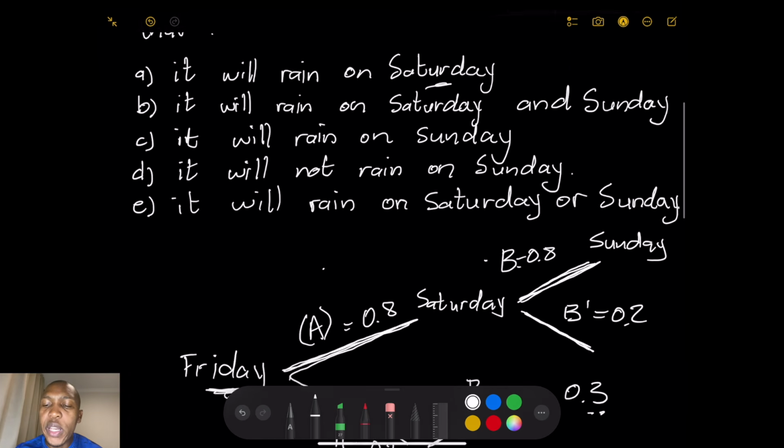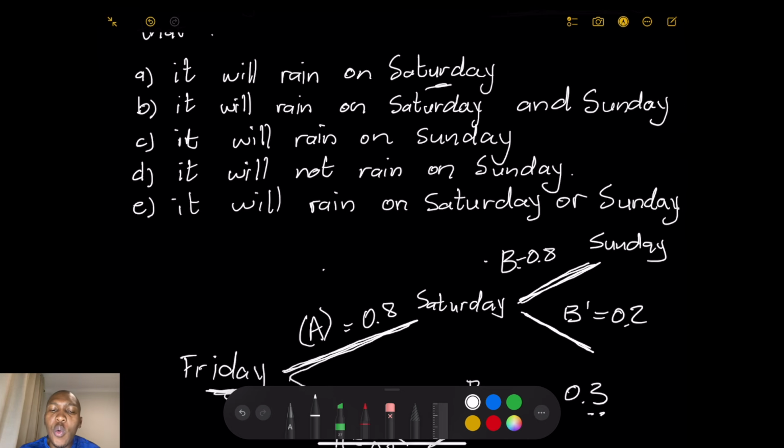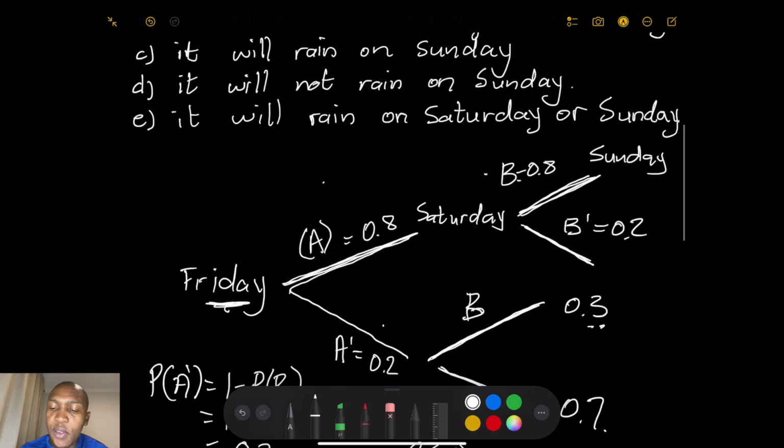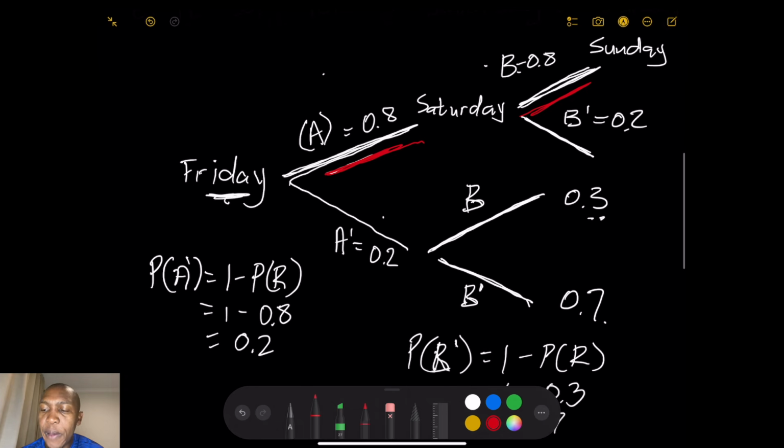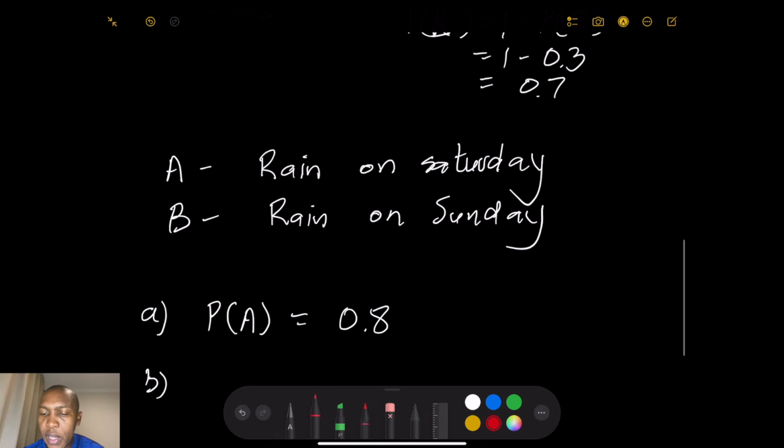And the second question they're asking: what will be the probability that it will rain on Saturday and Sunday? So we want to know raining on Saturday, okay, let me just make this in a different color, and raining on Sunday. So that would be A and B. So what would be the probability of A and B?